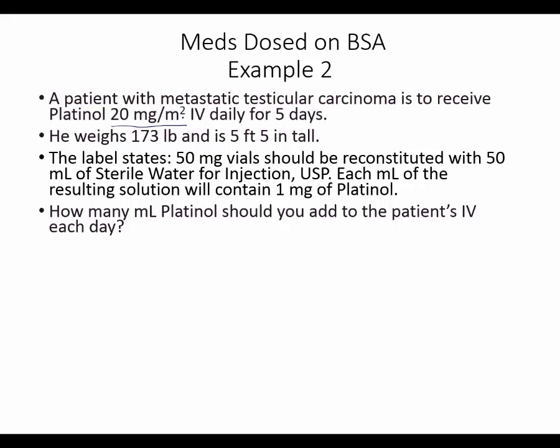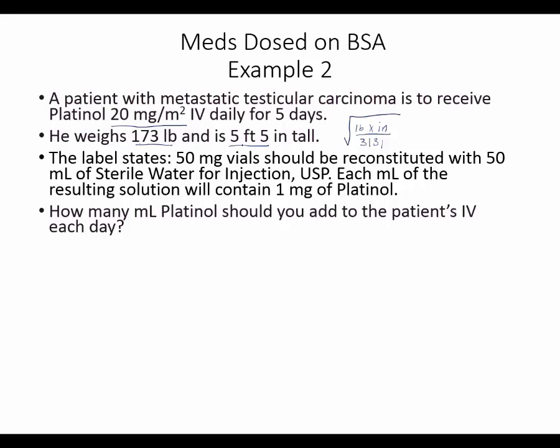So the meter squared is the label of body surface area, and that is our clue to use body surface area. We're given the patient's weight in pounds and their height in feet and inches. So I'm going to be using the formula that uses the pounds and inches. You need to memorize this formula. So the formula is the square root of the pounds times the inches divided by 3131.